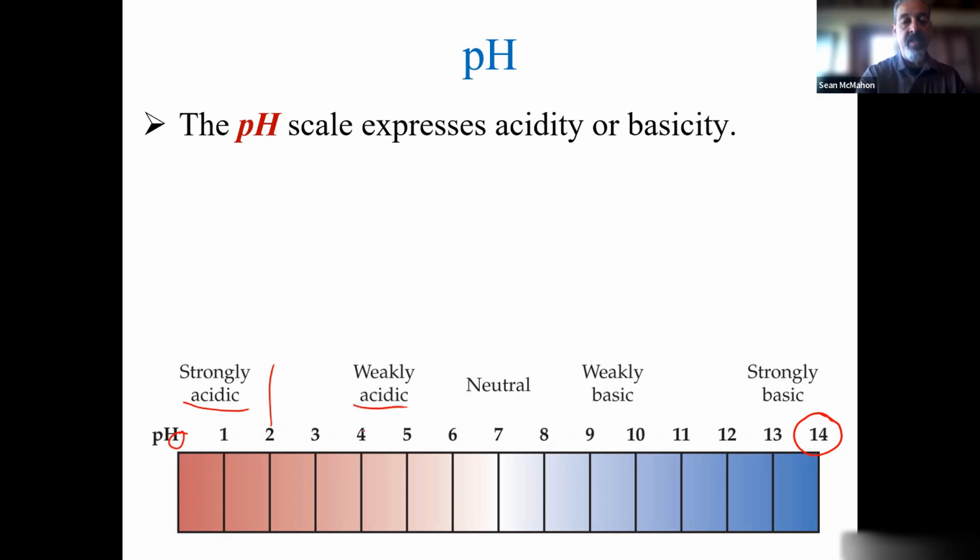They're weakly acidic from 2 to 7, because 7 is neutral. To be a strong base, typically your pH is between 12 and 14. If you're between 7 and 12, you're weakly basic. So that's just a general way of saying, hey, this solution has this pH. Oh, it's a strong acid, it's a strong base.